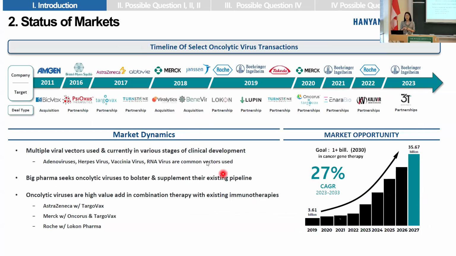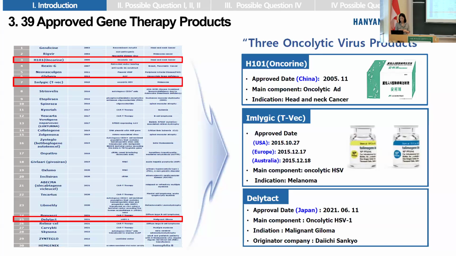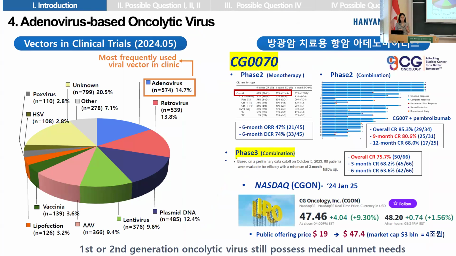So most big pharma is seeking oncolytic virus to supplement their existing pipeline, and oncolytic viruses are of high added value in combination treatment with existing immune therapeutics. Up to now, about 39 gene therapeutics are commercialized, and 3 of them are oncolytic virus products. The measles virus, adenovirus, herpes simplex virus, and reovirus are most used as oncolytic viral vectors, and the oncolytic virus is most frequently used as the viral vector in the clinic.